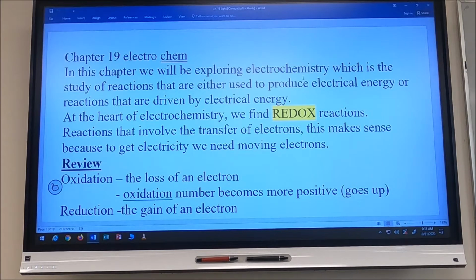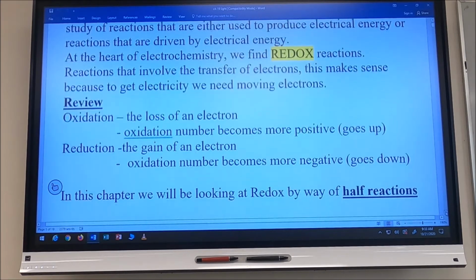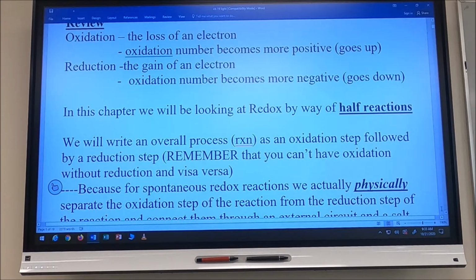So let's review redox. Oxidation, remember, is the loss of an electron. The oxidation number for something that's undergoing oxidation goes up. So the element's oxidation number will go up, become more positive. Reduction is the gain of electrons, and the oxidation number becomes more negative, or you could say goes down. So reduction, gain of electrons, goes down because the oxidation number is becoming more negative.